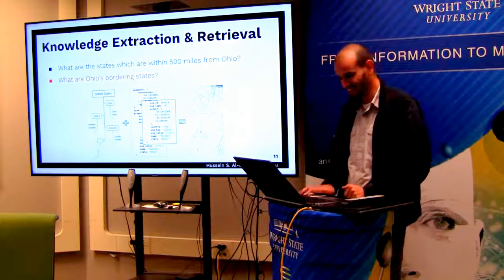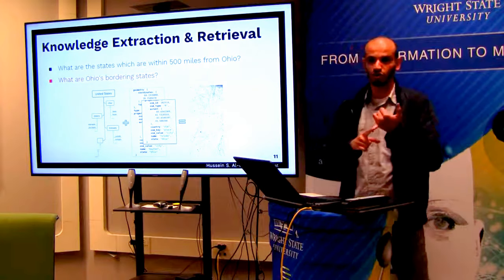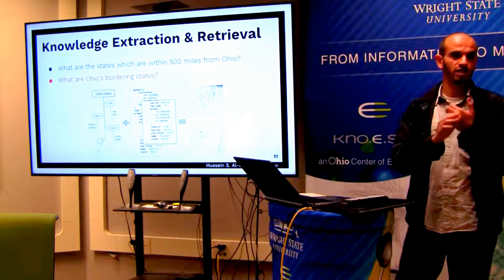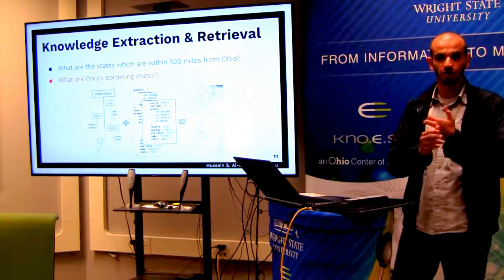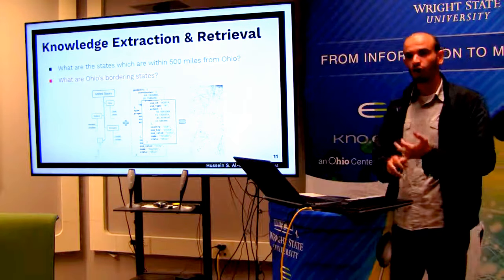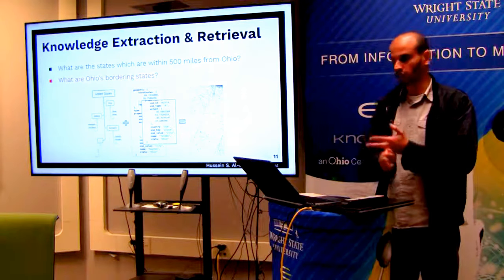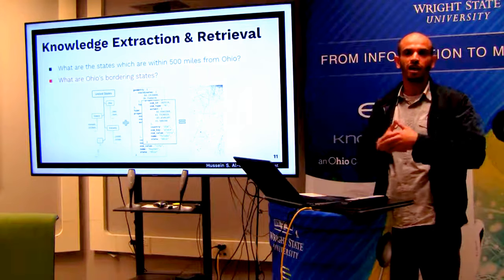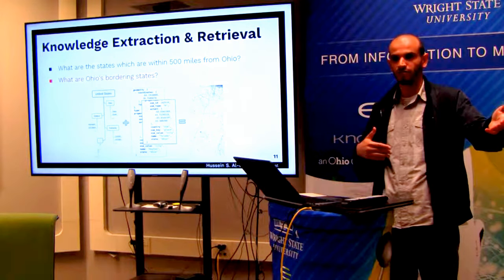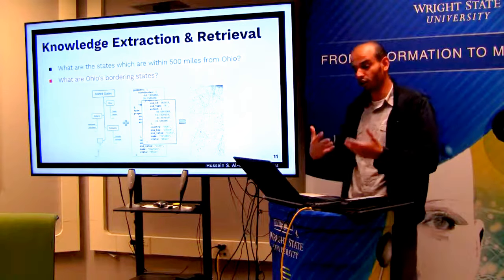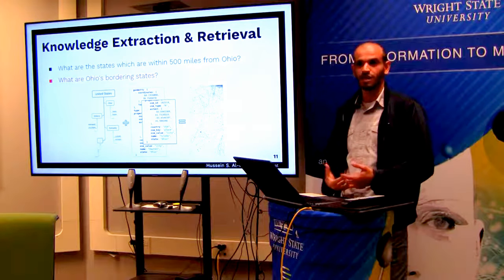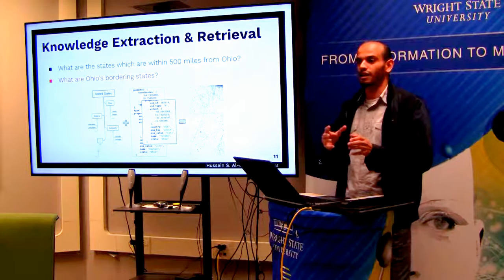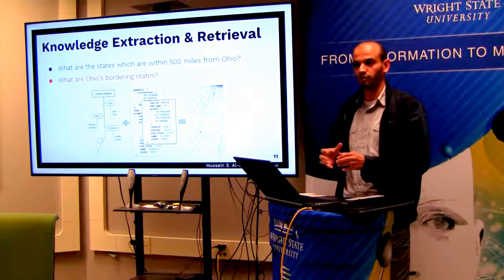Yes, we will, because we have all the geo-coordinates of all the states, right? And I have the geo-coordinate of the state that I'm interested in, which is Ohio. So I can say, go and calculate all the distances between this state, Ohio, and all the other states, and then remove all the ones that are more than 500 miles away, right? But what if I say, what are Ohio's bordering states? That's not possible with the current gazetteers. We have to have that knowledge codified somehow, right?